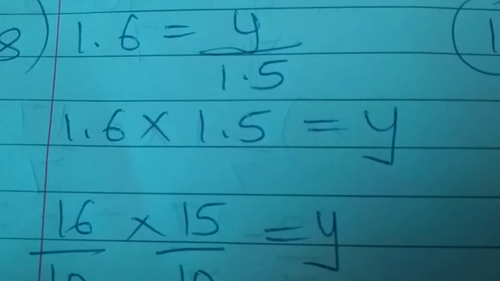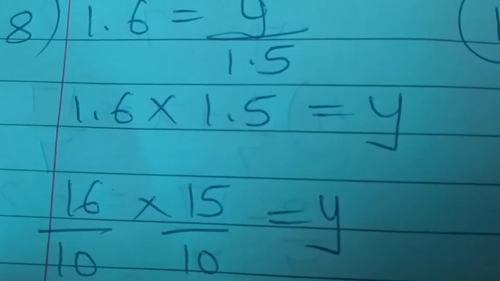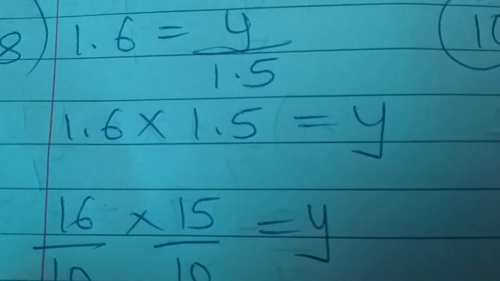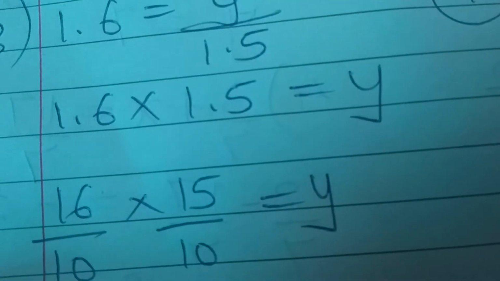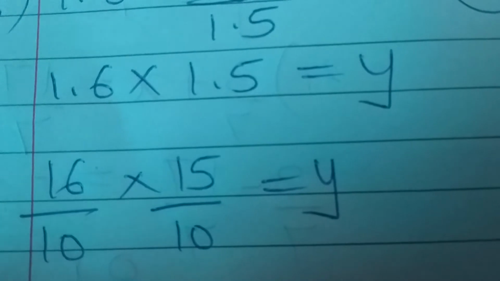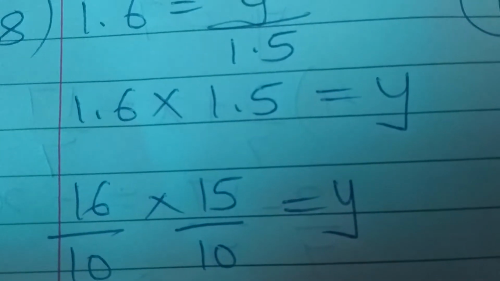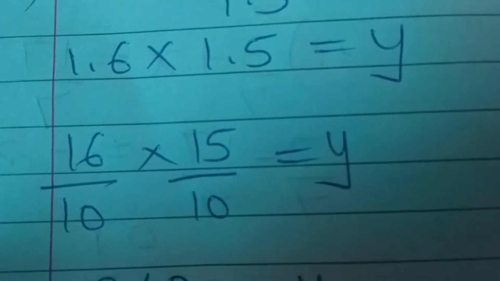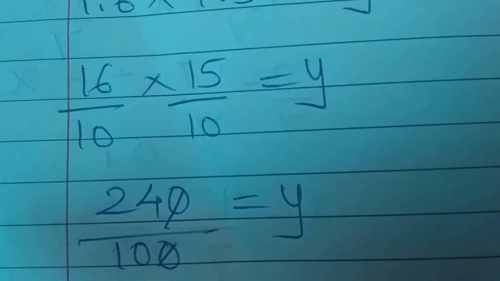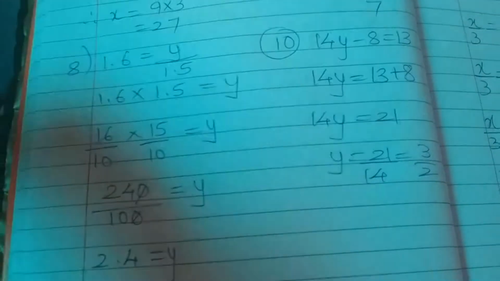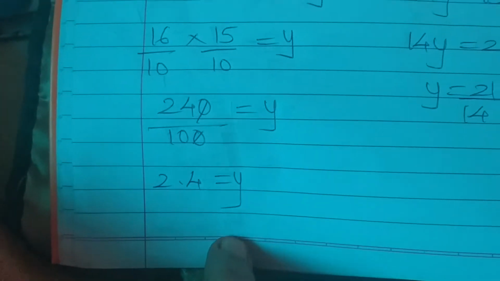1.6 equal to y upon 1.5. Cross multiply. 1.6 into 1.5 equal to y. Now what is 1.6? 16 upon 10. 1.5 is 15 upon 10. 16 into 15 upon 100. So we get 240. 0 0 cancels. So we get 2.4. So the answer of y is 2.4.